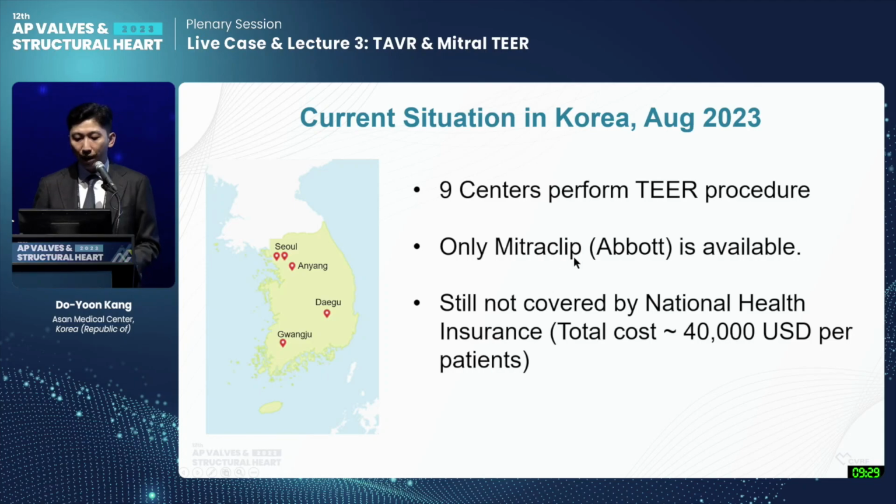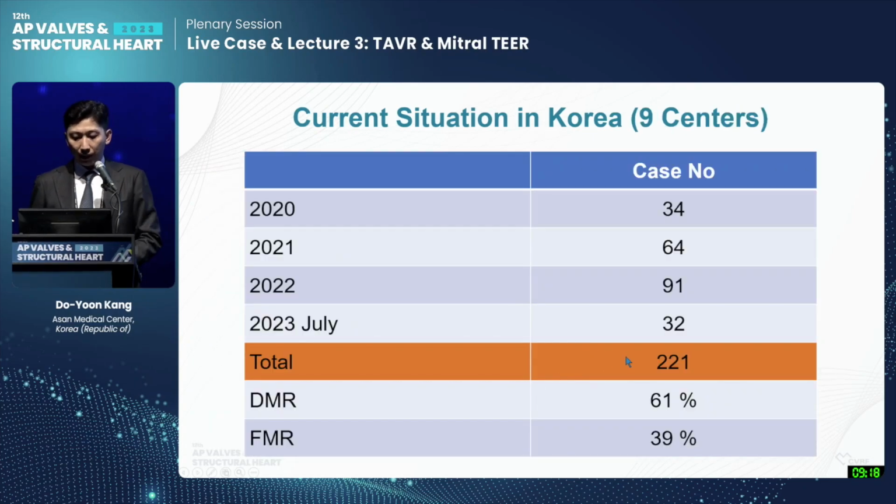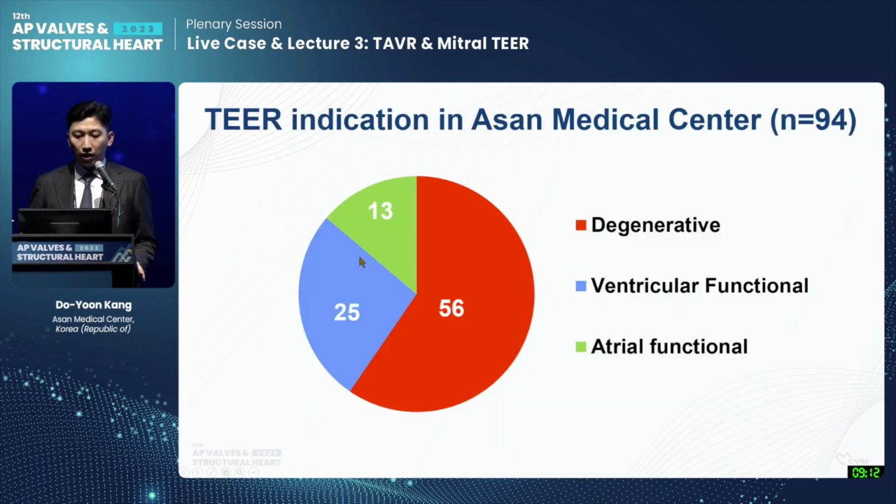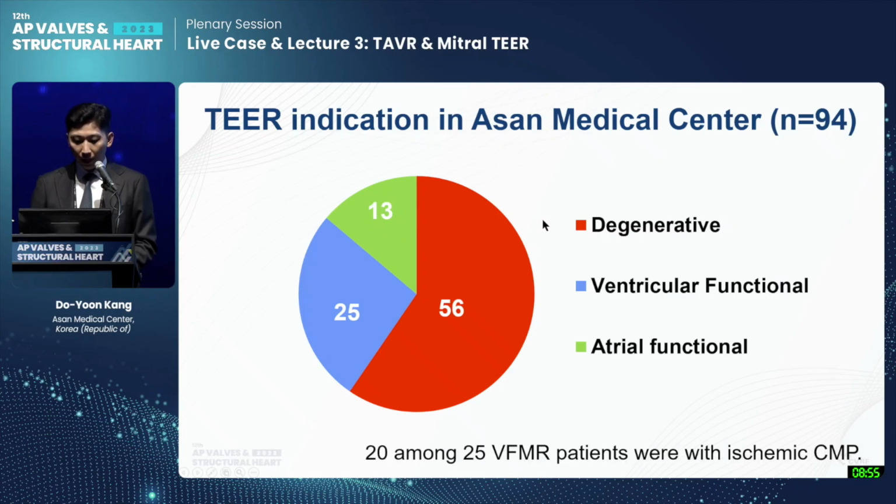And only the MitraClip from Abbott is available in Korea and it is still not covered by health insurance, so the total cost is very high and is the major hurdle for the TEER procedure in Korea. Now about the 9 centers did more than 200 cases, and the majority was degenerative MR. In Asan Medical Center, we did 94 cases, and I will present the data from this 94 case series. More than half is degenerative, and about 1/3 is ventricular functional, and about 13 patients are atrial functional patients. And 20 among 25 ventricular functional MR patients had ischemic cardiomyopathy.